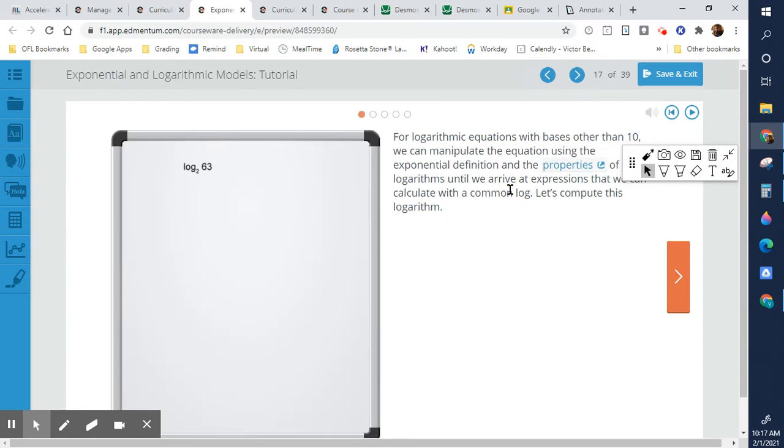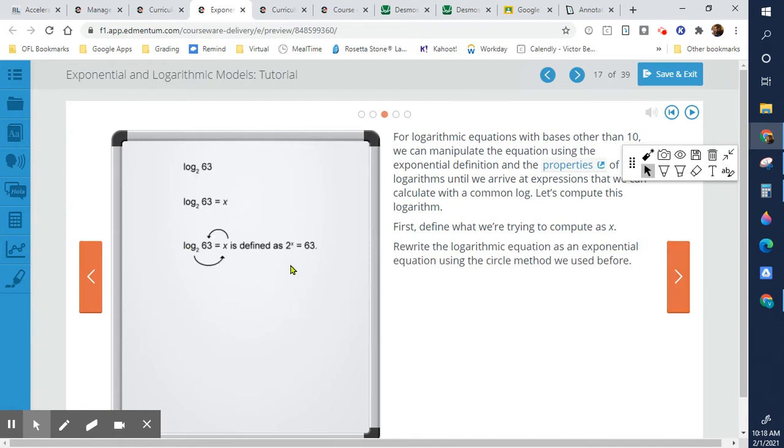All right, so the next thing we're going to do is for logarithms with base other than 10, we're going to split this up into two different products. So we can just say that this is equal to x. Then we can say that 2 to the x power is equal to 63. That's kind of weird, but okay. So then we can also say that log of 2, oh wait, why don't we just do this?